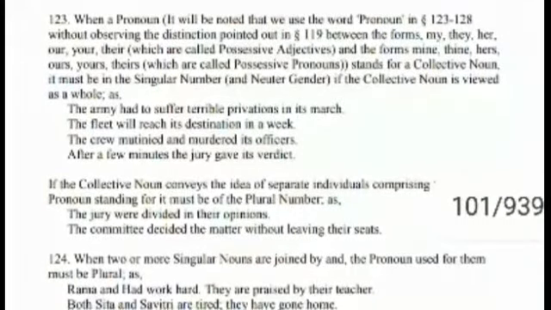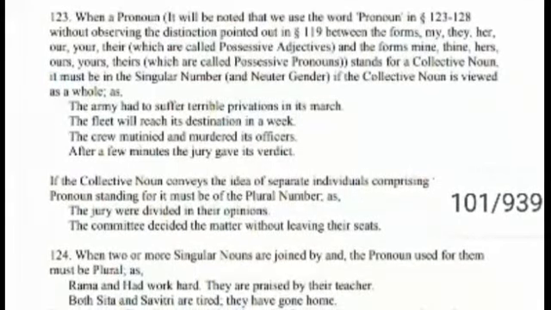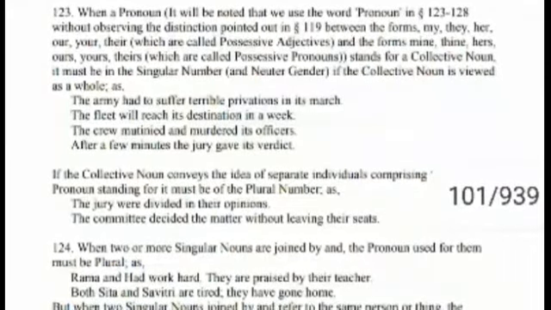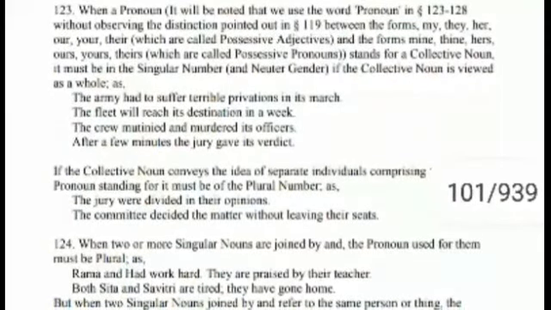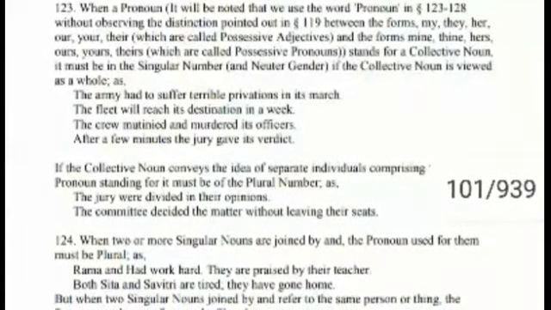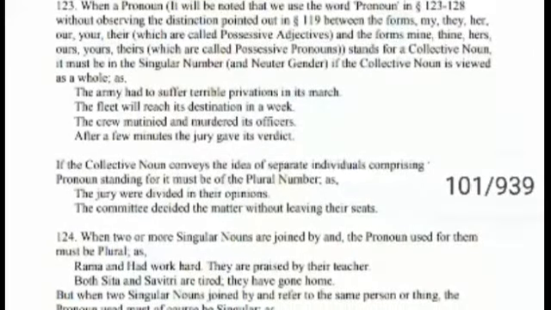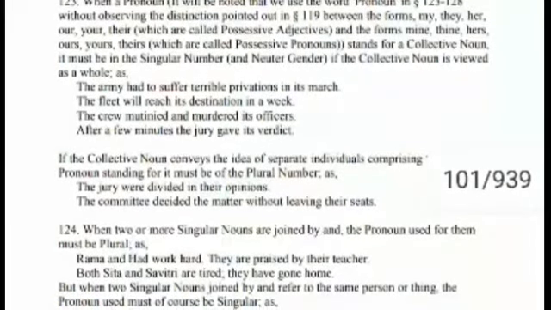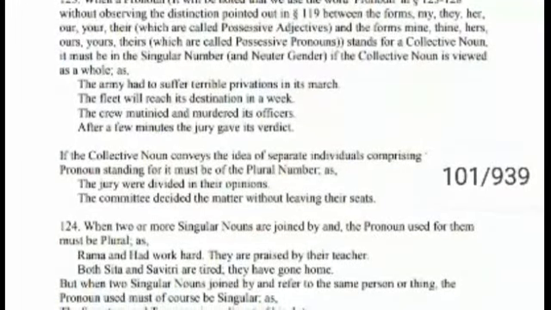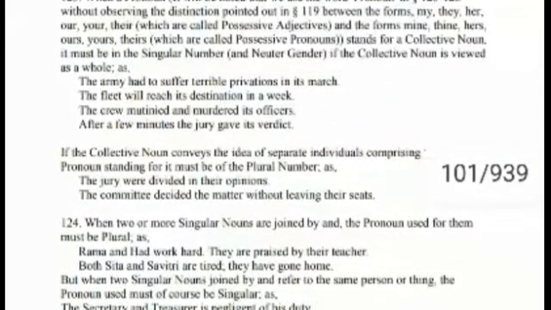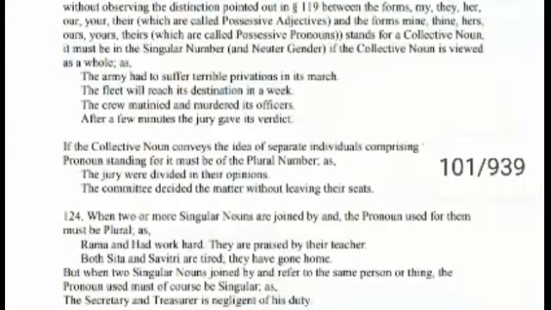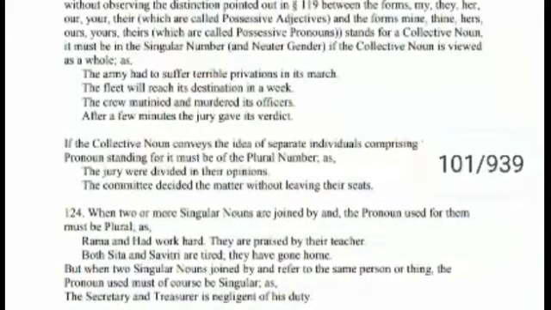If the collective nouns convey the idea of separate individuals comprising the whole, the pronoun standing for it must be of the plural number. Example, the jury were divided in their opinions. The committee decided the matter without leaving their seats. Next point, when two or more singular nouns are joined by and, the pronoun used for them must be plural. Rama and Hari work hard. They are praised by their teacher. Both Sita and Savitri are tired.